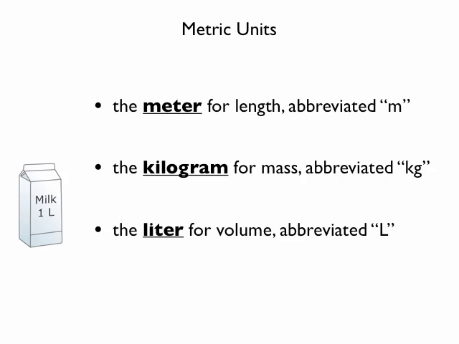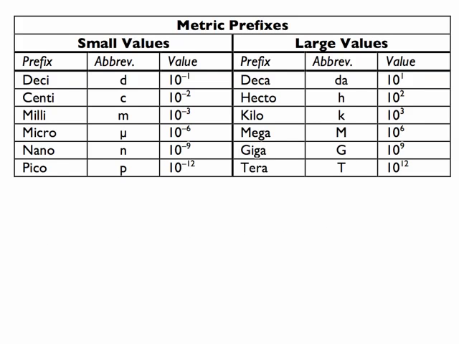Metric units are much easier to work with than English units because they can be combined with simple prefixes that are all powers of 10. This table shows the common prefixes. For example, because kilo means 10 to the third, or 1,000, a kilogram is 1,000 grams, and a kilometer is 1,000 meters, or 10 to the third meters.